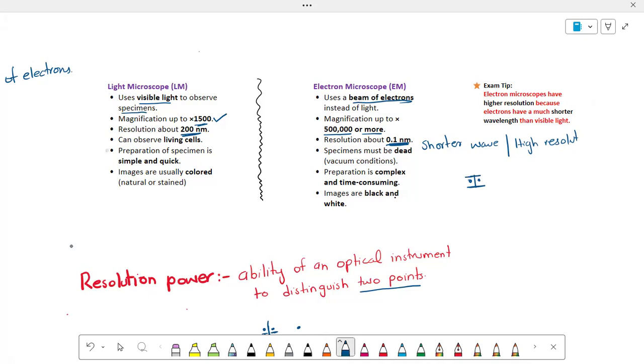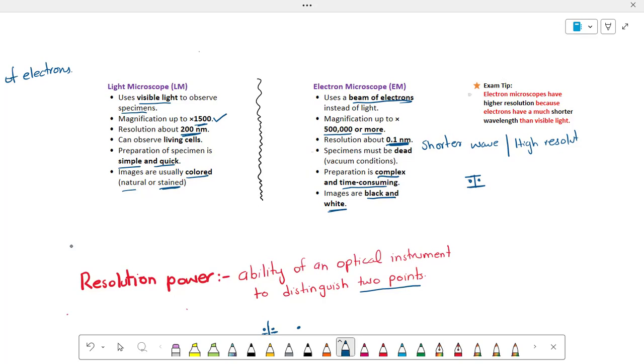In a light microscope, the preparation of specimen is simple and quick, but in an electron microscope, it is a complex and time-consuming process. In a light microscope, images are usually colored. They are naturally colored, or often we also use stain to enhance the image, while in an electron microscope, we have a black and white image.